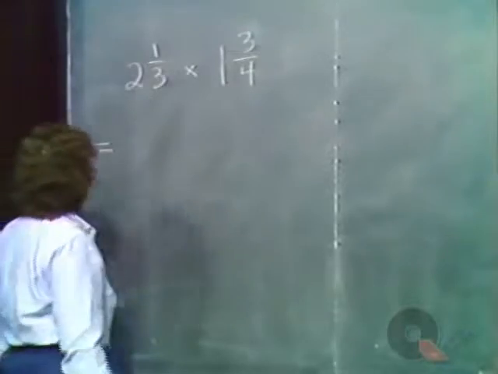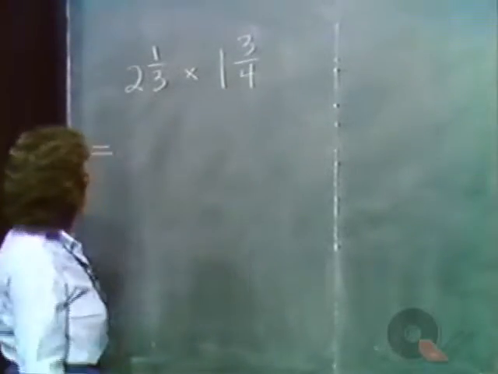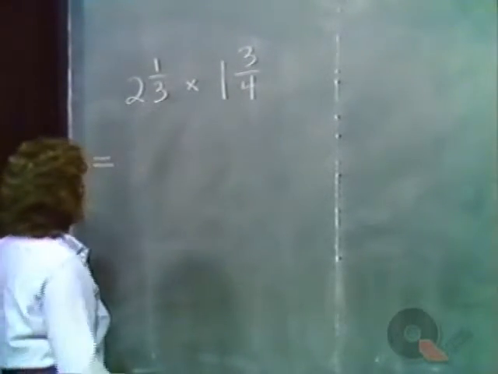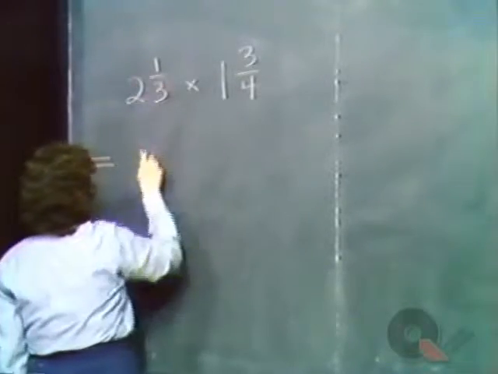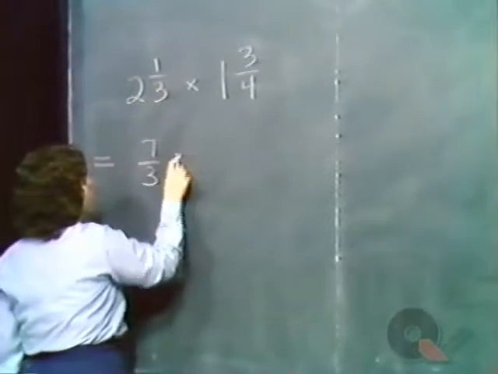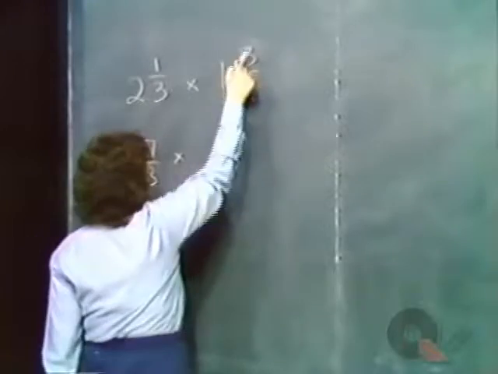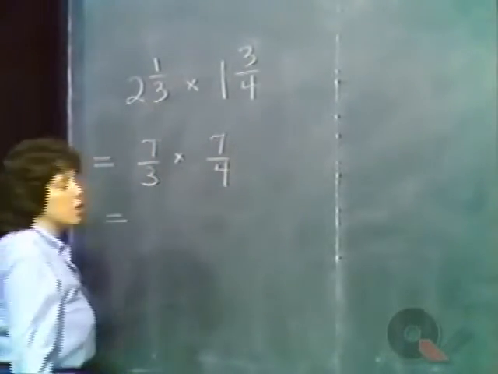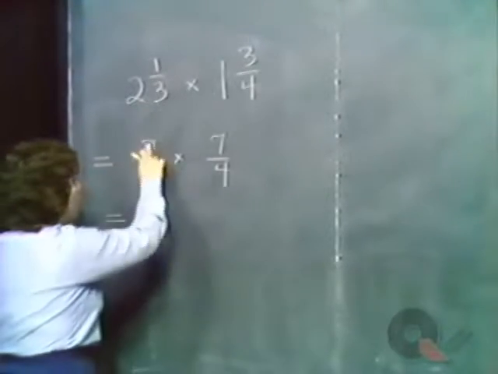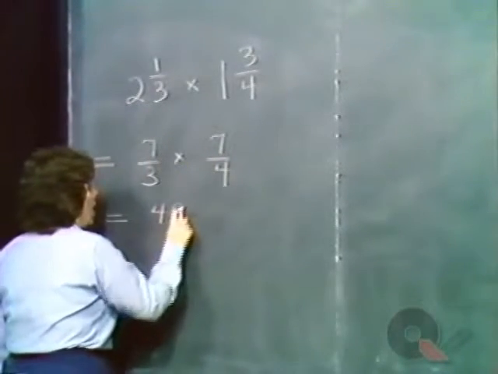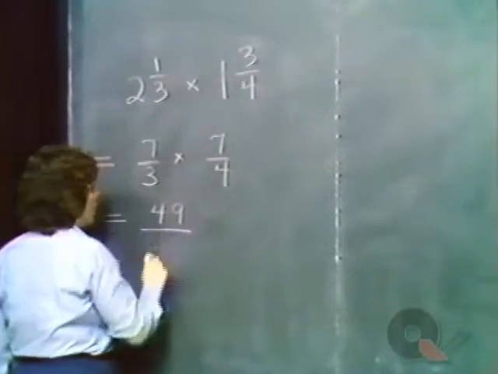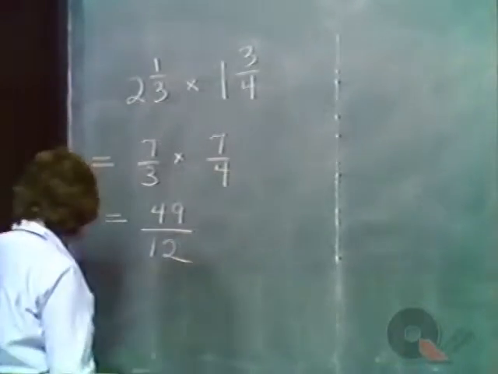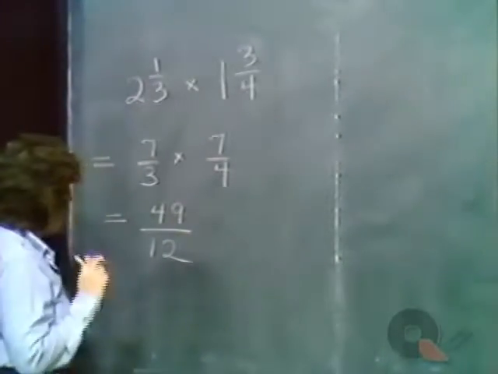Once again, we have to turn these into improper fractions. We've already done that. 2 times 3 is 6 plus 1. This is 7/3 times 1 times 4, 4 plus 3, 7/4. We now multiply these fractions by multiplying the numerators and dividing by the product of the denominators. We get 49/12 as an answer.